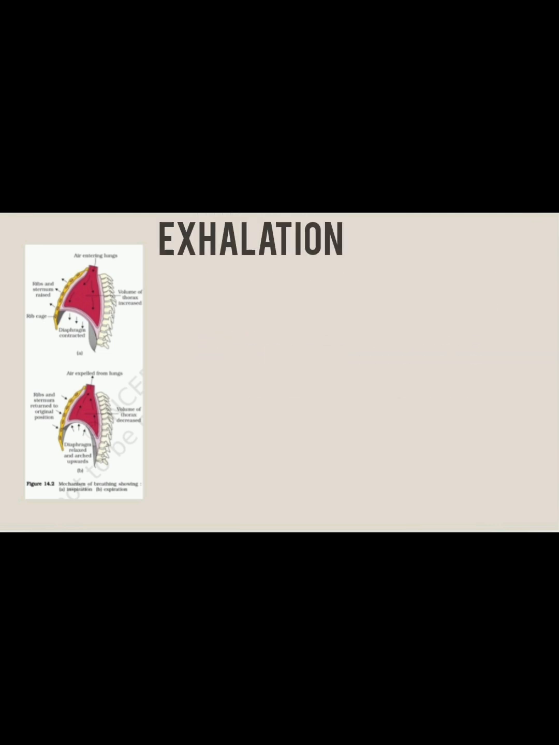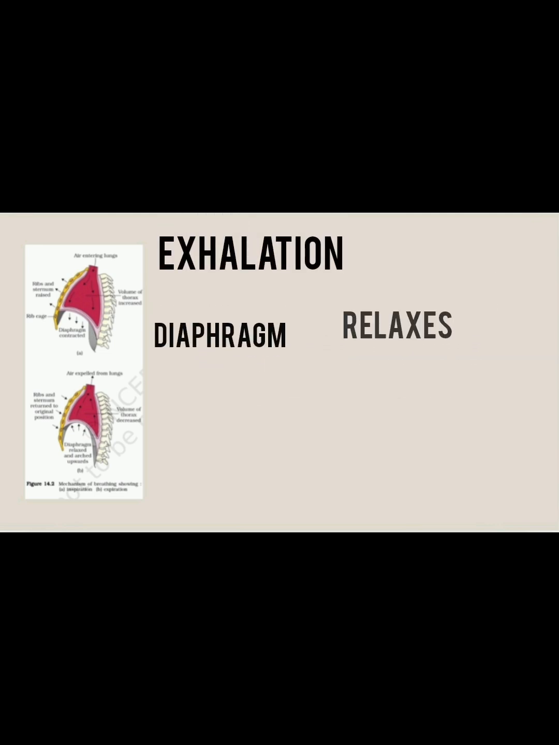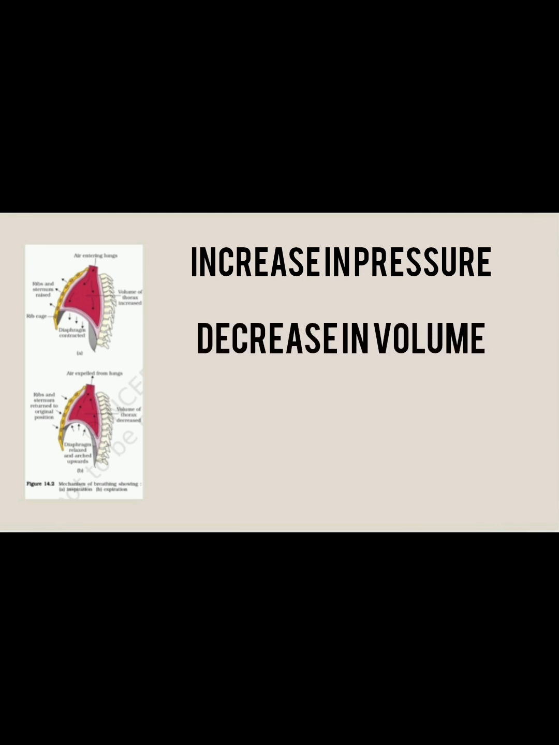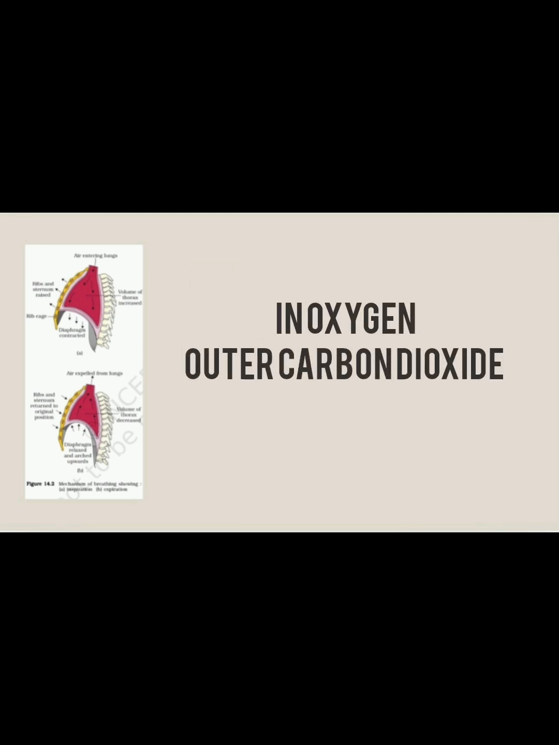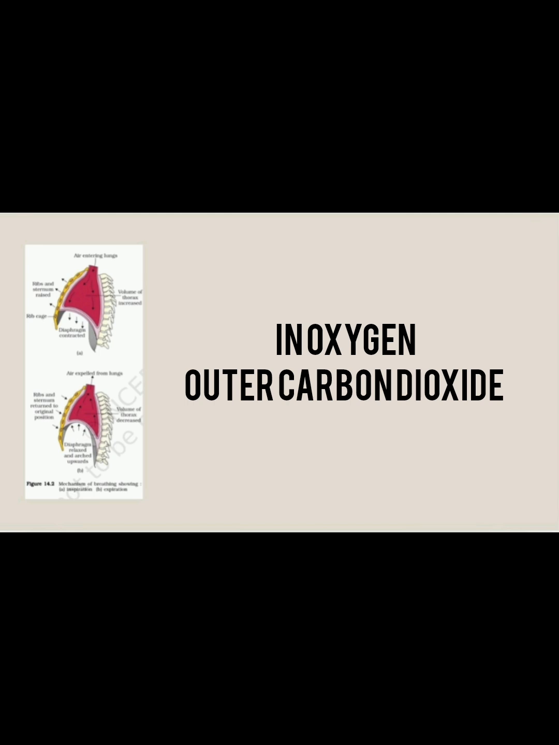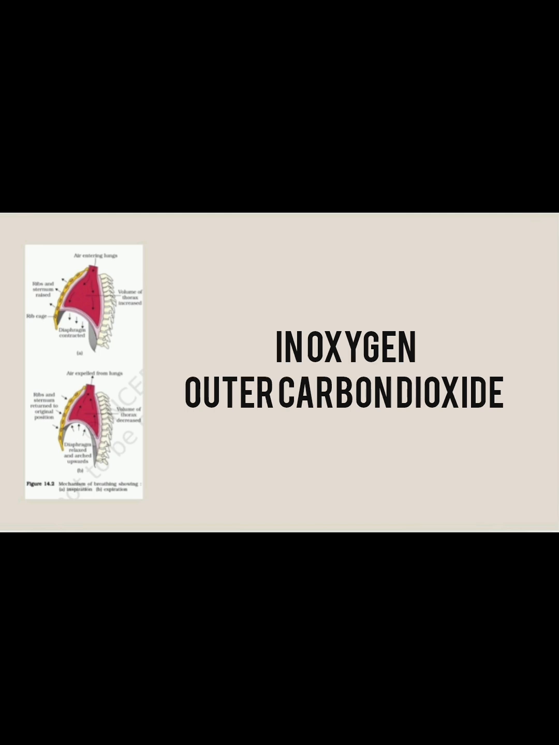The second process is exhalation, when the diaphragm relaxes and the ribs fall back. Hence, the chest cavity shrinks. The pressure inside increases and the volume inside the lungs decreases. It's a rhythmic cycle. Inhale to bring in oxygen, exhale to remove carbon dioxide.